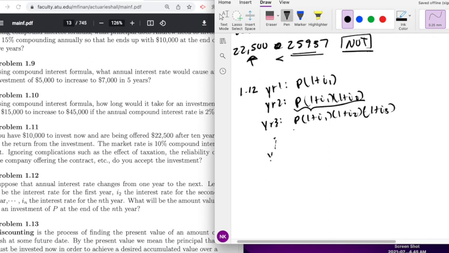And then so on. For year N, it is going to be equal to P times 1 plus I1, times 1 plus I2, and so on, up to 1 plus In, the interest rate at the nth year.